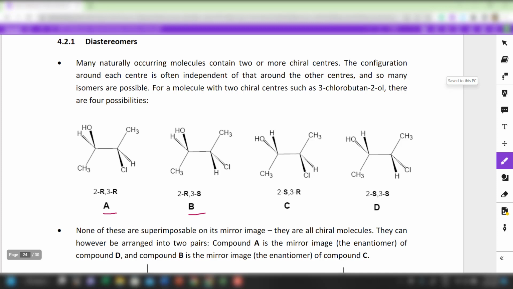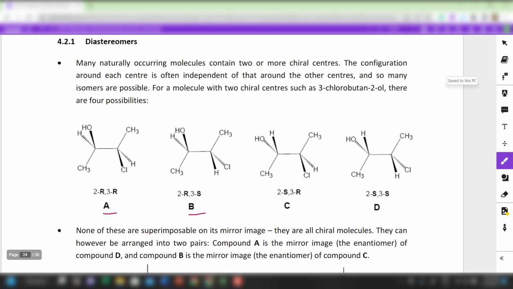How do we know that? Because one of the chiral centers is the same, the other chiral center is changed. Because of that, we say that they are still stereoisomers, but they are not mirror images, so we call them diastereomers. In short, diastereomers are non-mirror image stereoisomers. If you are sharp enough, you might also be able to tell that cis-trans isomers are diastereomeric pairs in that case.